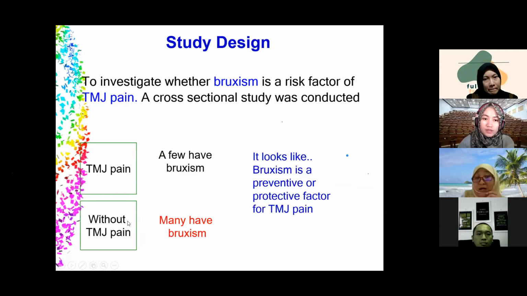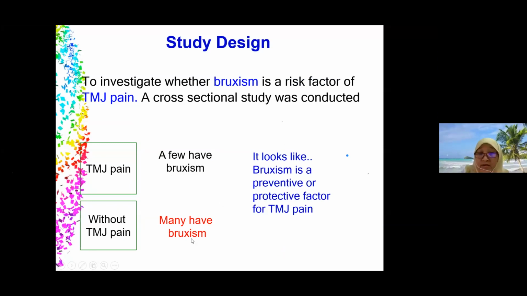And among patients without TMG pain, many have bruxism. So from this result, from this cross-sectional study, it looks like bruxism is like preventive or protective factor. Because when you have bruxism, sebab di kalangan without TMG pain ni banyak yang ada bruxism. So it's okay to have bruxism because it protects you from TMG pain. But it's not correct, right? We know that bruxism can lead to TMG pain.